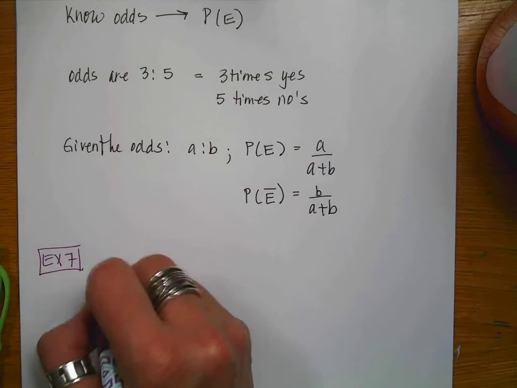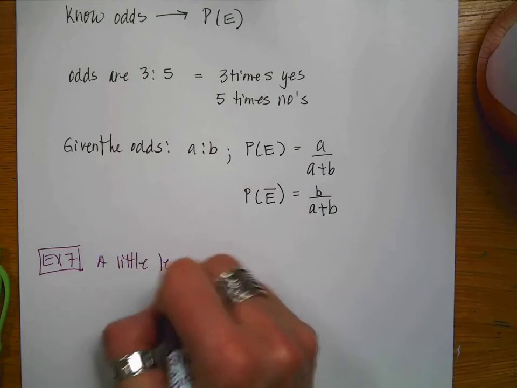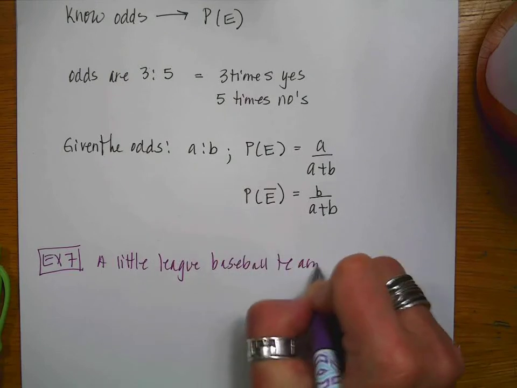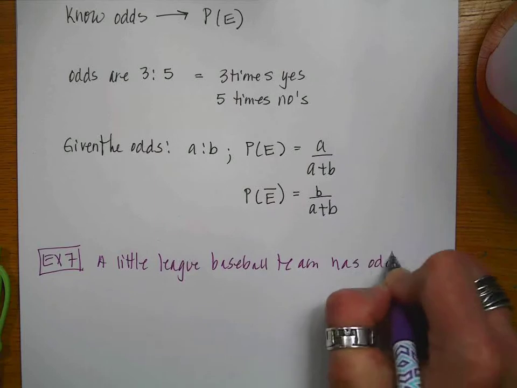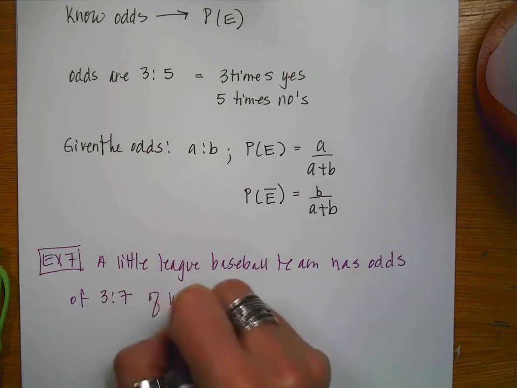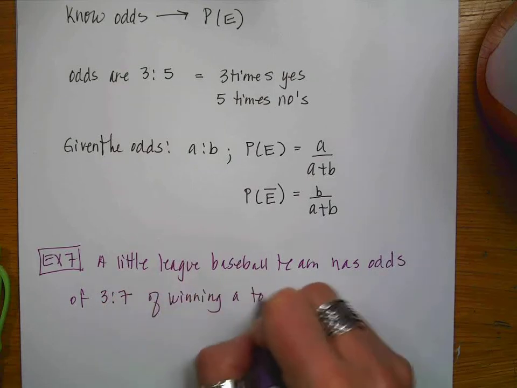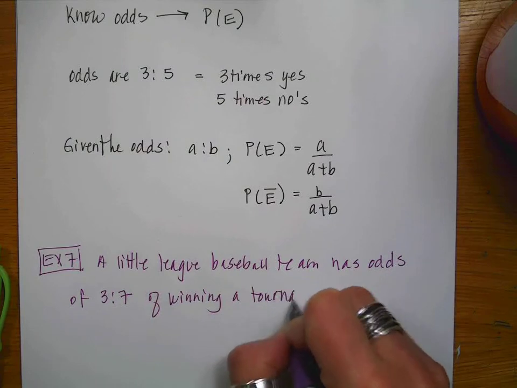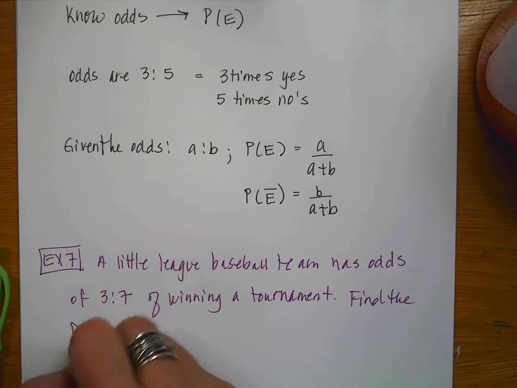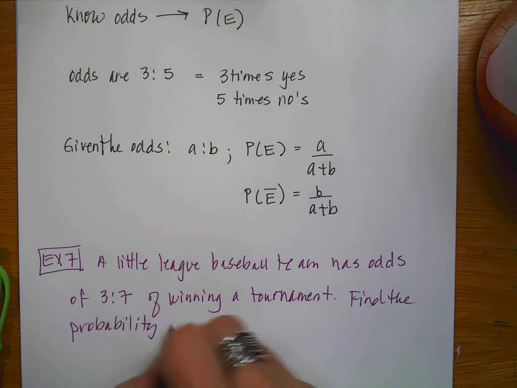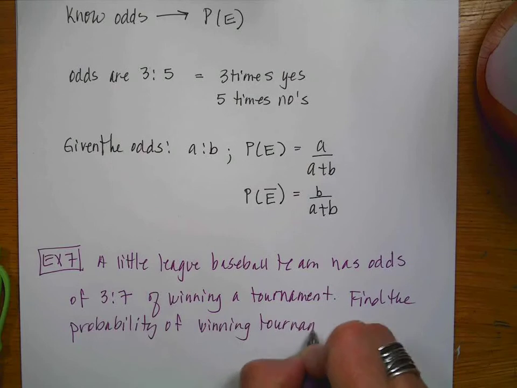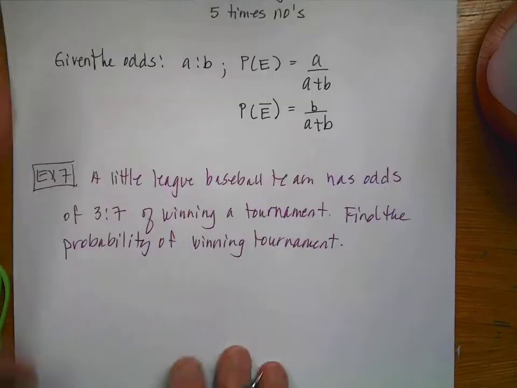Okay. So this is our last example, yay. So then we have a little league baseball team that has odds of 3 to 7 of winning a tournament. Find the probability of winning the tournament.